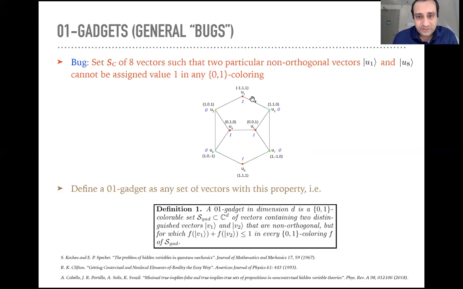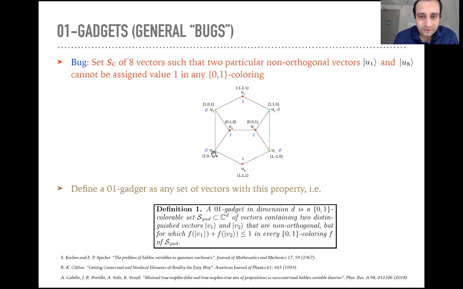The interesting point about this structure is that if we start to assign values 0 and 1 to the vertices in this graph, or alternatively to the vectors in this structure, then no matter how we assign it, as long as we obey the Kochen-Specker rules, we can never assign both u1 and u8 the value 1. One way to see that is that if I assign u1 and u8 the value 1 in this value assignment, then by the Kochen-Specker rules, u6, u7, u2, and u3 must all be assigned the value 0 because they're all orthogonal to either u1 or u8.